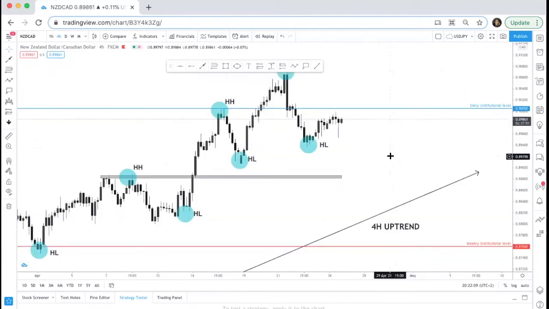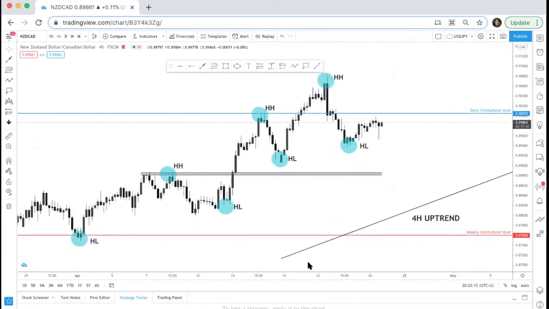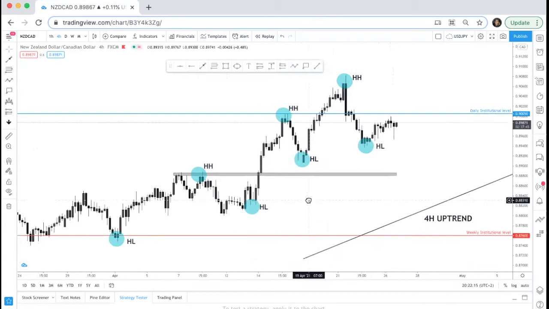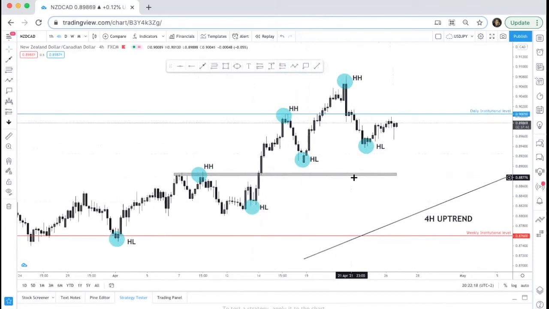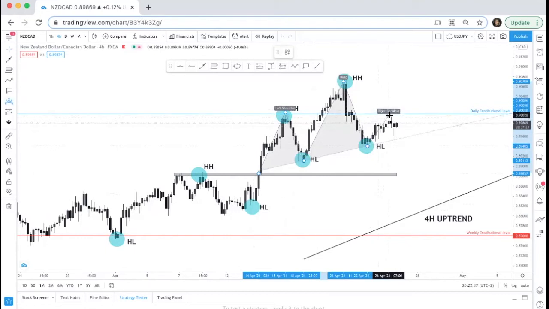NZD/CAD, as you can see, we are in a nice bullish uptrend on the 4-hour time frame, making higher highs, higher lows, higher highs, higher lows. I've marked it out nicely for you guys. So at this point in time, I am looking for buys. However, what I did notice on this pair is we're forming a nice reversal pattern right here. For some of you who might know, it is the head and shoulders pattern, as you can see right there. So we are potentially making a head and shoulders pattern right here.